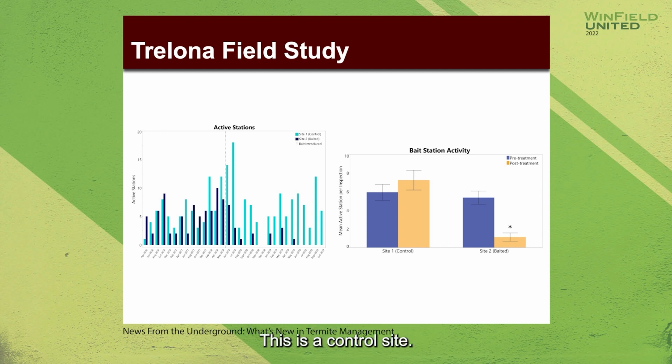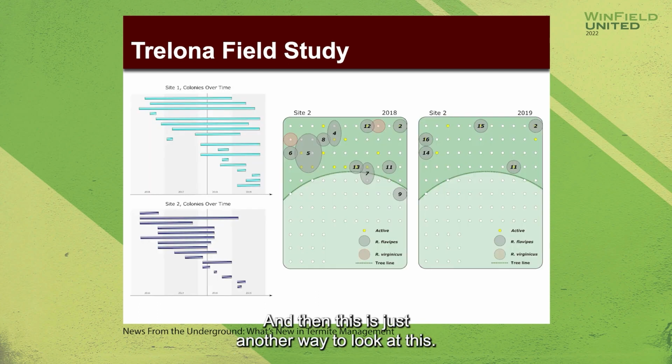It's just a slightly different graph telling the same story. This is the control site. The number of active colonies kind of went up pre and post treatment, but that wasn't the case in our baited sites. They went down precipitously. And then this is just another way to look at this. This is the number of colonies in our treated site from 2018 to 2019. This is the duration of colonies at the control site.